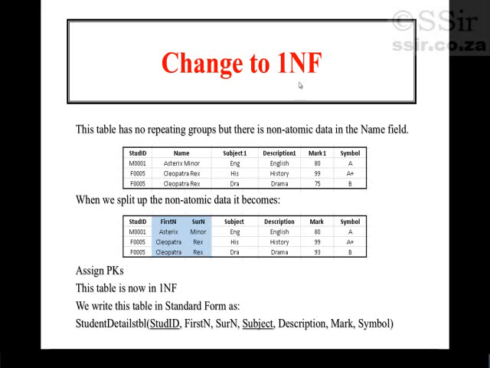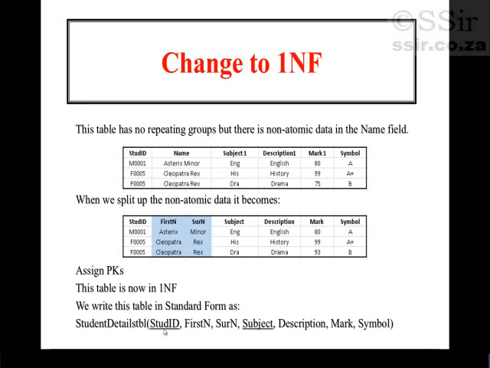Once we've achieved first normal form, and this we have done here, if student ID and subject are the two primary keys, or form the composite primary key, the one that consists of more than one field, then we should write this table in standard form. The table doesn't have a name at the moment, so let's give it a name: student details table. Primary key is student ID and subject ID. You can see that because I've underlined them.